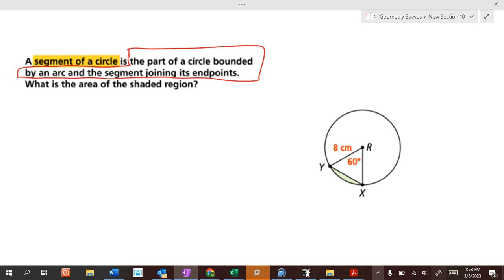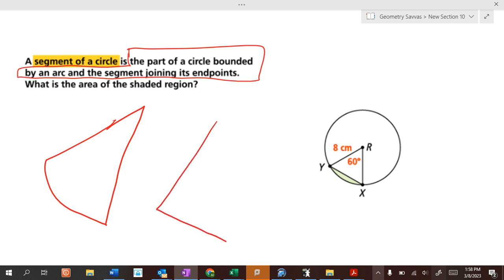All right. So I'm trying to find this little sliver of a piece right in there. Okay, that area. Now, we just figured out how to find the area of a sector that looks like that. We know how to find the area of a triangle that looks like this. How do I find this little sliver? What would you do to find that little sliver?